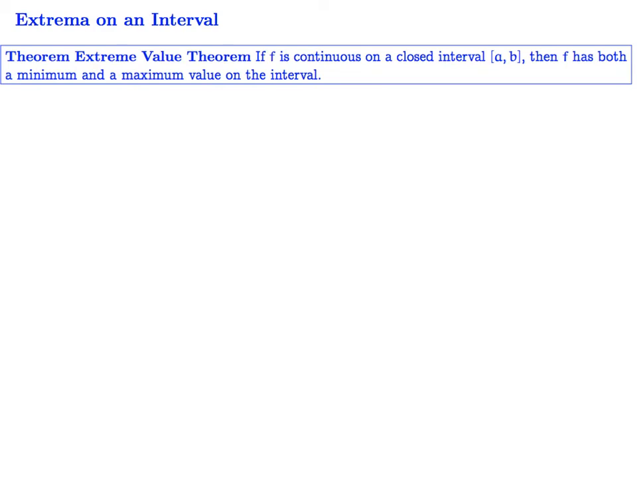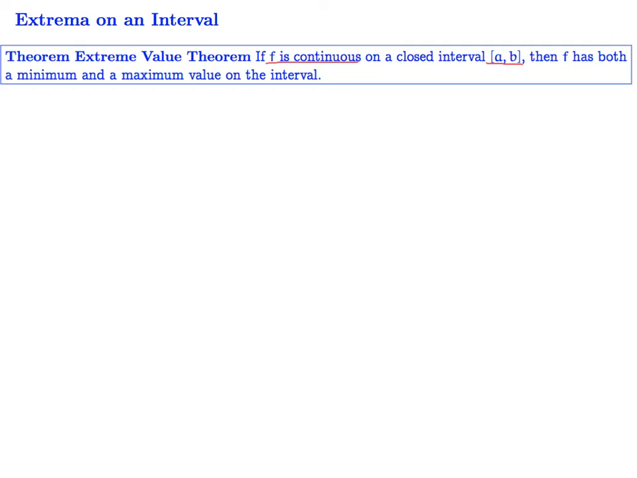So in the last example, we only had a minimum value. We didn't actually get a maximum value. And what the extreme value theorem here tells us is it gives us a way to figure out for sure if we're going to have both a maximum and a minimum. So we need to check two things. If our function is continuous, and we're mapping it on a closed interval, so very important, continuous and closed interval, then f will have both a maximum and a minimum value on the interval.